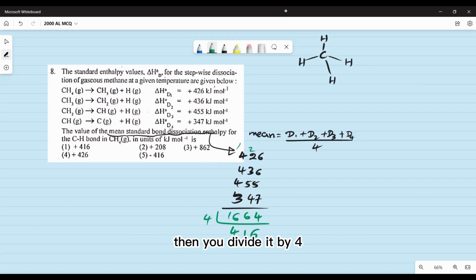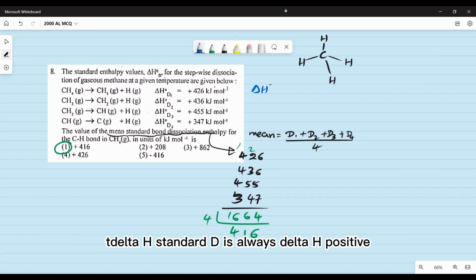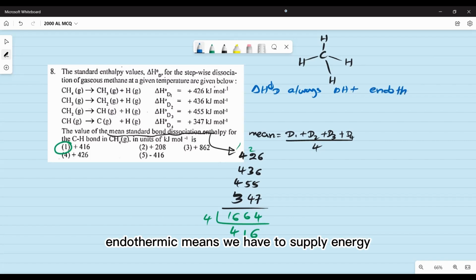The value is 416, 460. The value is going to be positive, positive 460, because bond dissociation is always endothermic. Delta H standard D is always positive, endothermic. Endothermic means we have to supply energy.